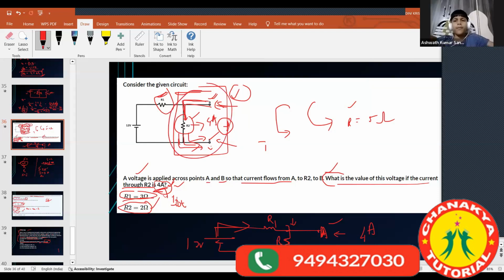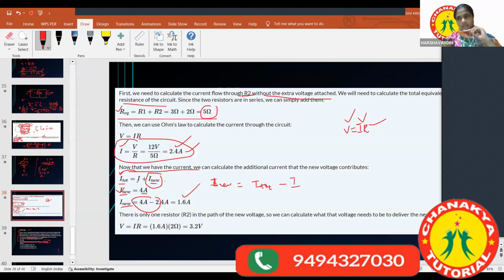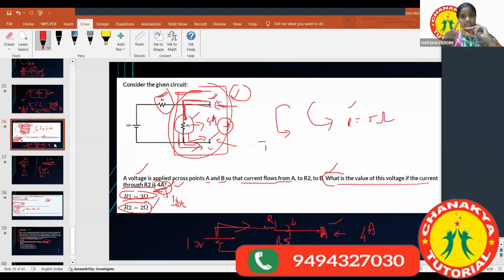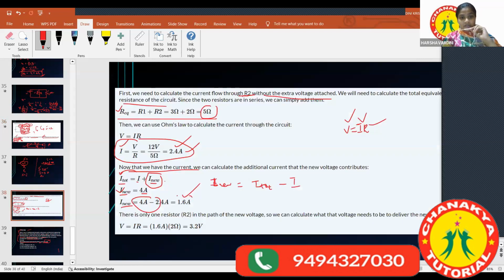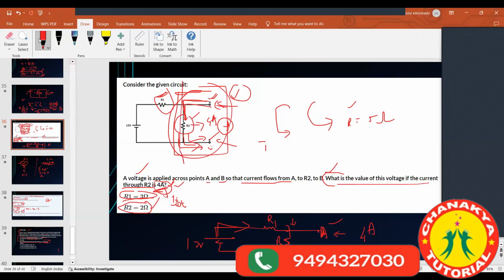Got it? Why are we subtracting it? That is the work they are doing. So when you do that work, tell me very correctly, what is the current that we have found? 1.6 ampere is the current that has been flowing through the circuit when we gave the voltage from A to R2 to B, only this part.